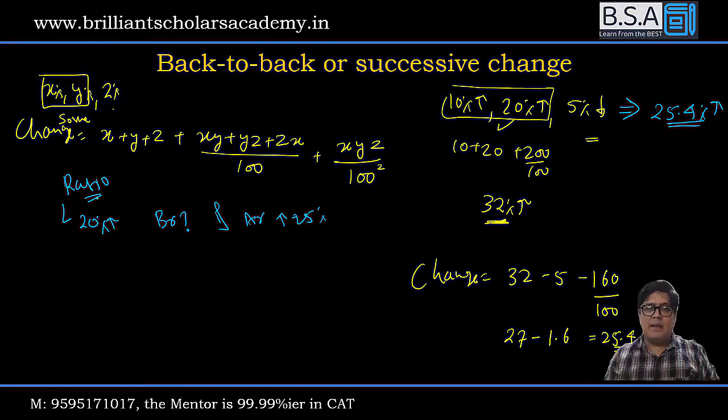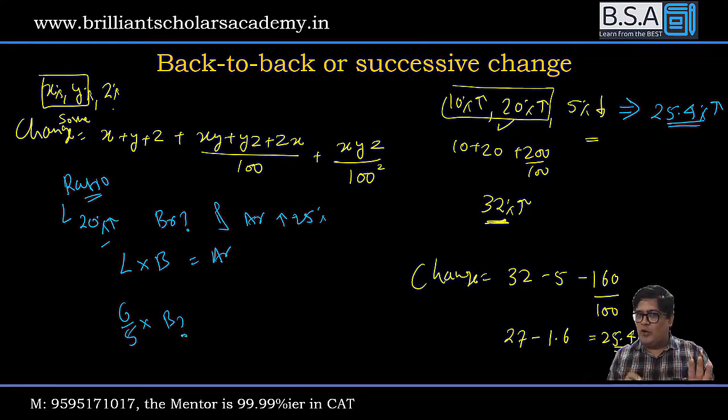मैंने इससे पहले भी एक बार आपको सिखाया ratio method in other examples. What is the formula? Length into breadth is equal to area. 20% increase is 6 upon 5. Length has become 6 upon 5. मेरे को नहीं पता breadth का क्या होगा. I do not know. मैं निकालना चाहता हूँ. I want to know. What has happened to area? 25% increase. How do you increase 25%? 5 by 4.